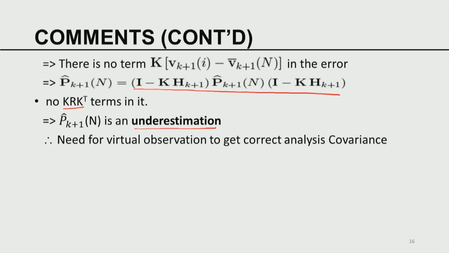And if the analysis covariance is underestimated, the forecast covariance is also underestimated, because the forecast covariance depends on the analysis covariance. That is the reason why we use virtual observations, to make up for this deficiency resulting in underestimation.